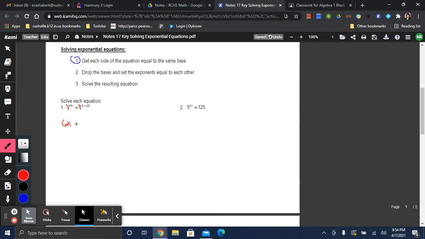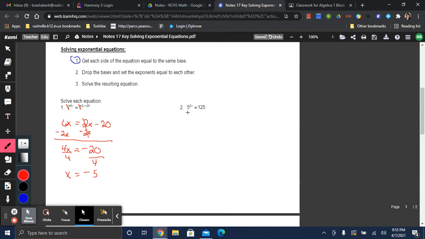So 6x on the one side equals, and then on the right-hand side, 2x minus 20, and then we just solve this equation. So we can subtract 2x from both sides, 4x would equal negative 20. Then dividing by 4, we get x equals negative 5. So notice that the variable that we solved for was the exponent. So this is a new type of equation where you're solving for the exponent.